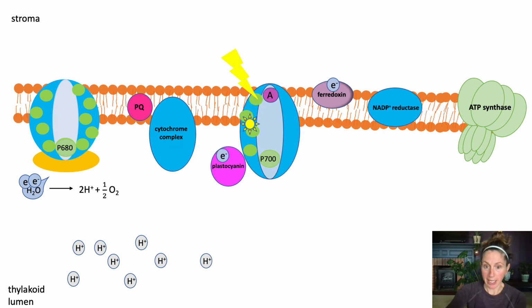Another photon of light has to happen. So we're at 4 photons of light. 2 electrons have to get 2 photons of light each: once at PS2, and then once at PS1, twice at PS1.